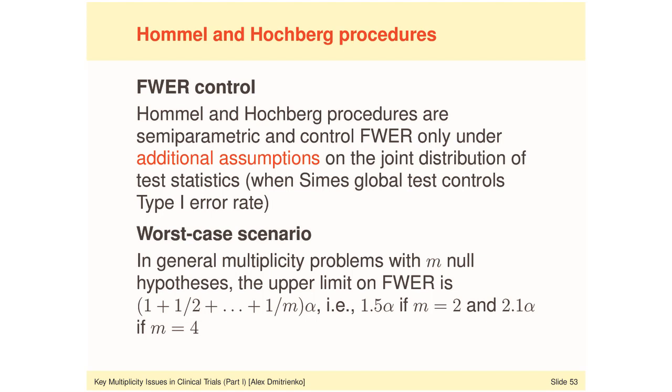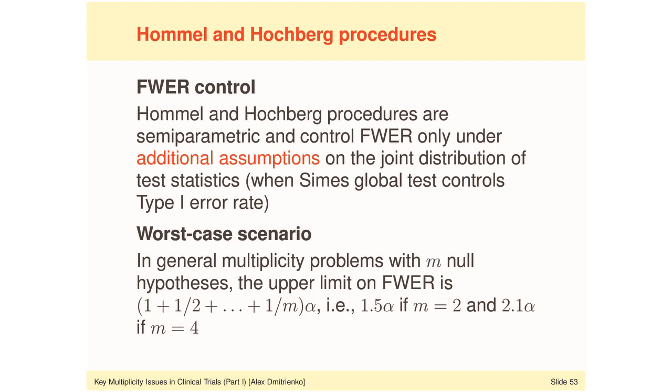By contrast, and we've alluded to this multiple times, the Hommel and Hochberg procedures are not non-parametric. They're actually semi-parametric. They are Simes-based, which means that they control the family-wise error rate only under additional assumptions on the joint distribution. Specifically, the Hommel and Hochberg procedures control the family-wise error rate only when the underlying Simes global test controls the type 1 error rate.